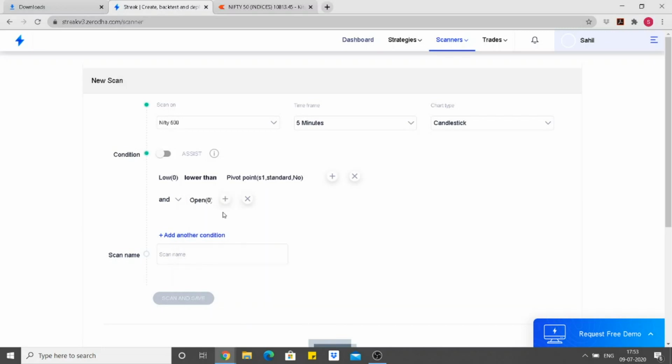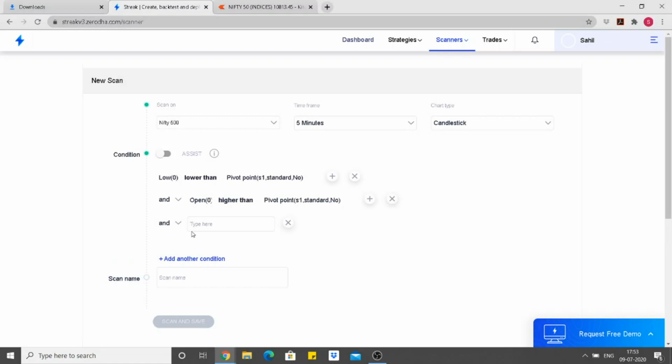The open price must be higher than the pivot point S1, and also because we want the scanner to scan for a green candle, we will have to put in a condition that close is higher than the open. Name it webinar support demo, right?